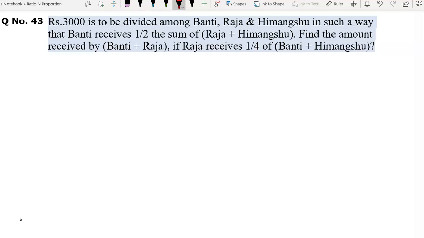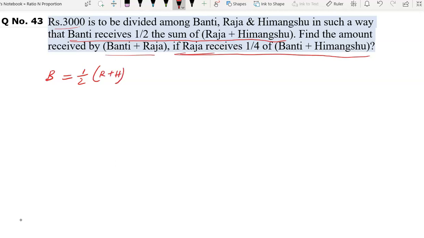Question number 43. Rupees 3000 is divided among Banti, Raja and Himangshu in such a way that Banti receives half the sum of Raja plus Himangshu. Find the amount received by Banti plus Raja if Raja receives 1/4 of Banti plus Himangshu. So in this question it's given Banti receives half the sum of Raja plus Himangshu. So B is equal to half of Raja plus Himangshu.